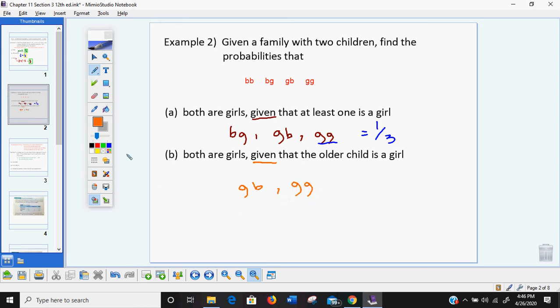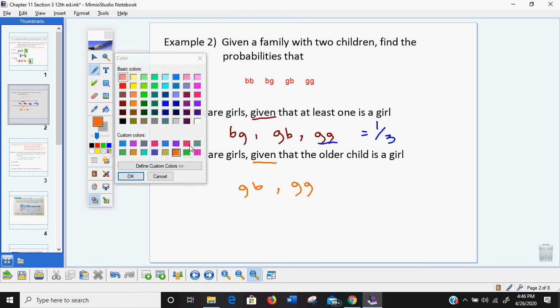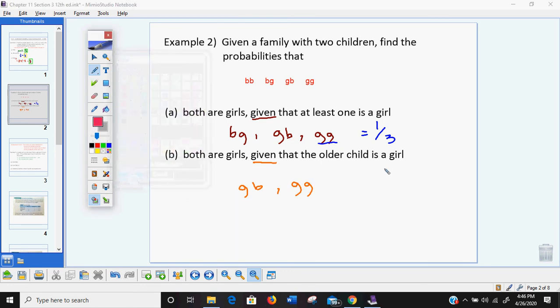Okay, that's all we care about. It says given the older one was a girl. Now, both are girls. That happened 1 time out of those 2. So the probability of that one would be 1/2.